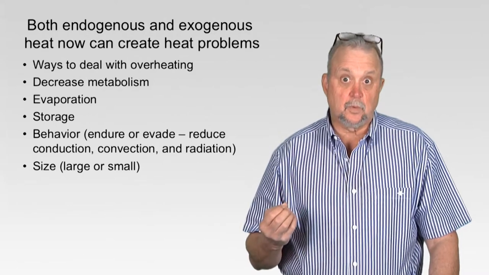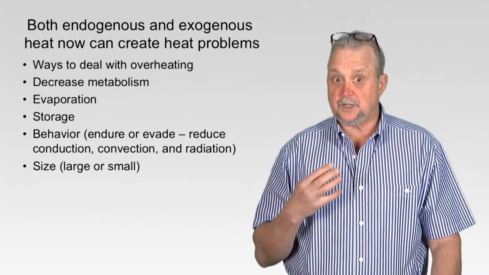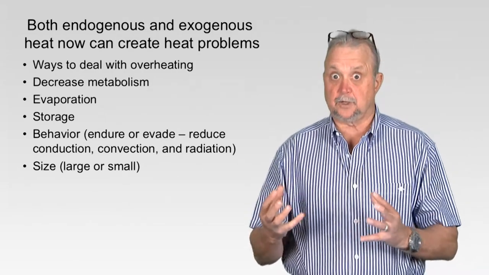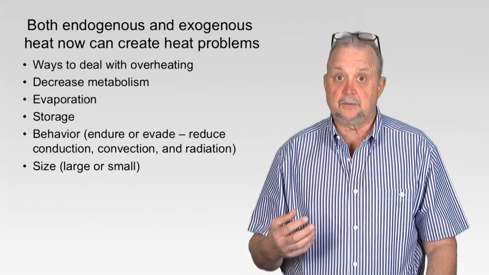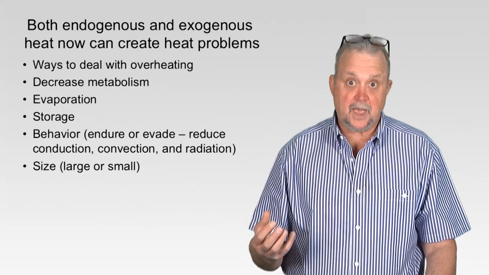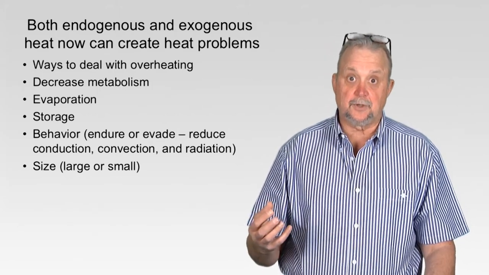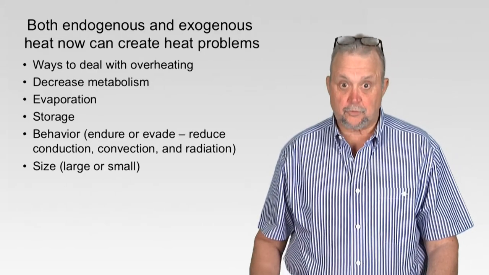Some animals will decrease their metabolism. Some will use evaporation like you and I do. Some animals will store the heat. They'll actually absorb it and allow their body temperature to rise. Some will change behaviors between summer and winter. And then some animals are adapted either by being small or large. So let's go through all of those.